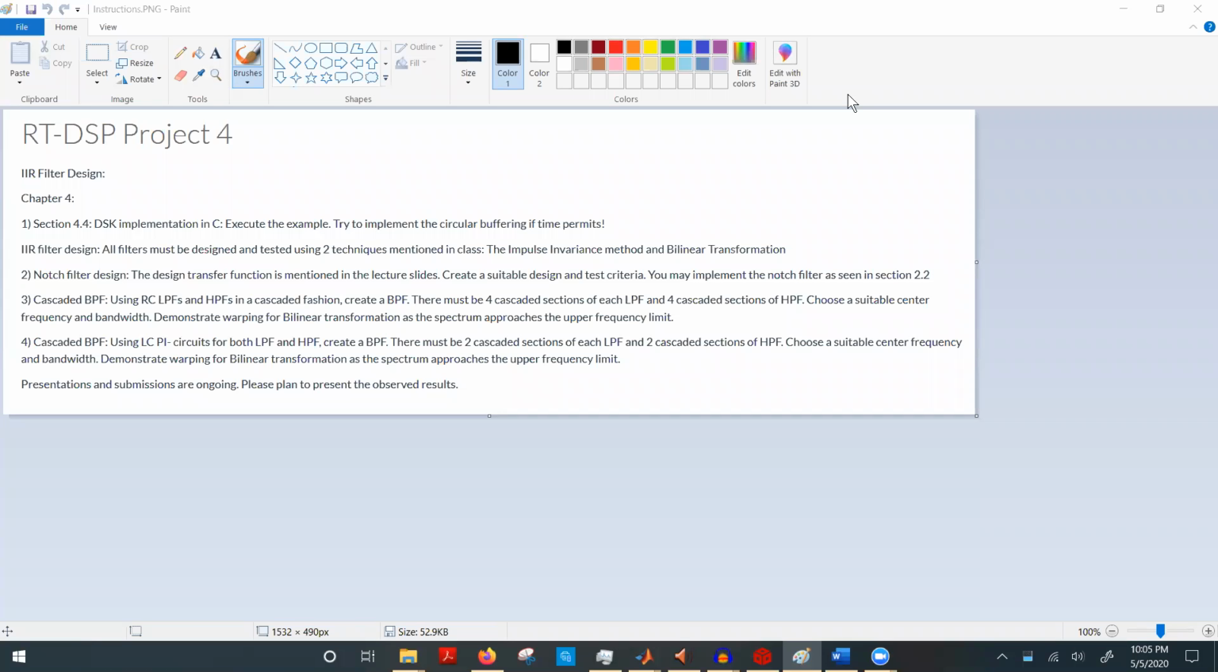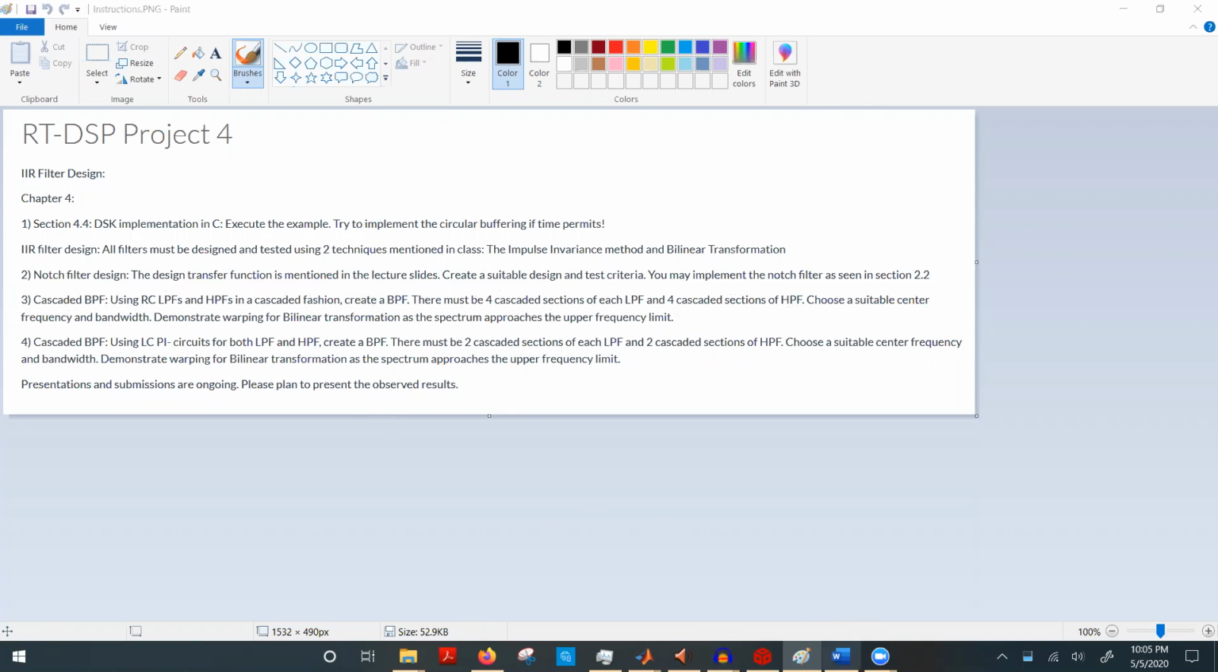All right, we're going to continue the RTDSP Project 4 demonstration. In the last video, I talked about designing the notch filter using the transfer function. Now we're going to talk about a cascaded bandpass filter using RC low-pass filters and high-pass filters in cascade with each other. We're going to cascade 4 low-pass filters and 4 high-pass filters together.